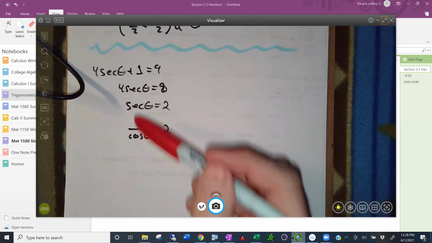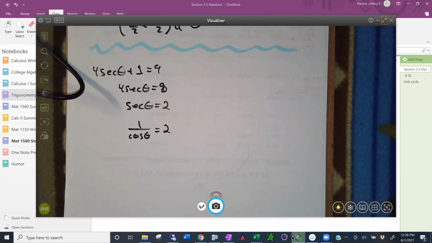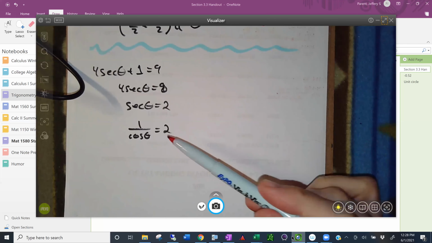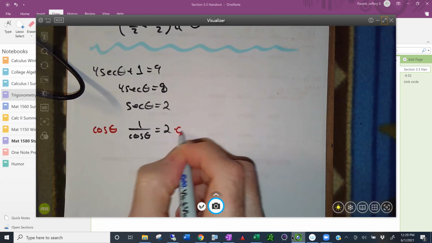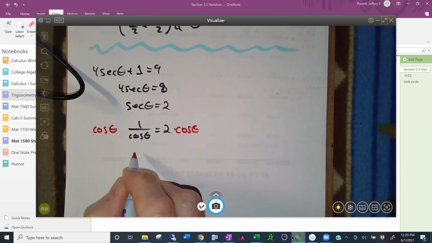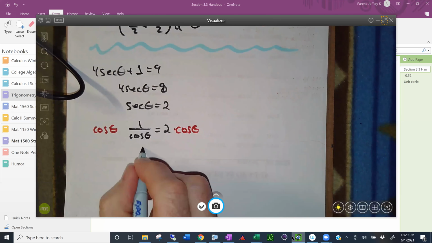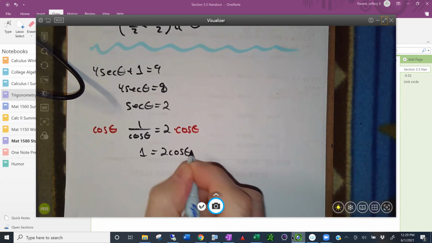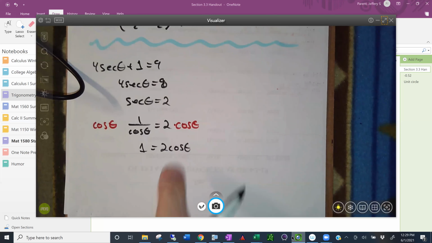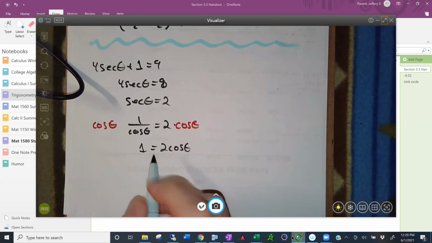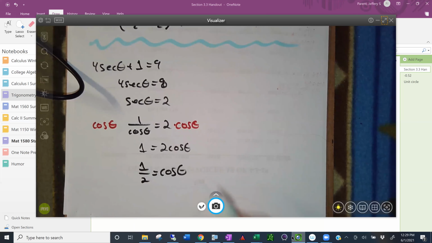So I get 1 over cosine theta equals 2. And I'll just do this in a nice formal way. Let's multiply both sides by cosine of theta to clear out the denominators. That'll give me 1 on the left-hand side equals 2 cosine of theta. Almost done with the preliminary part. I'll finish up by dividing both sides by 2 and get 1/2 is cosine of theta.